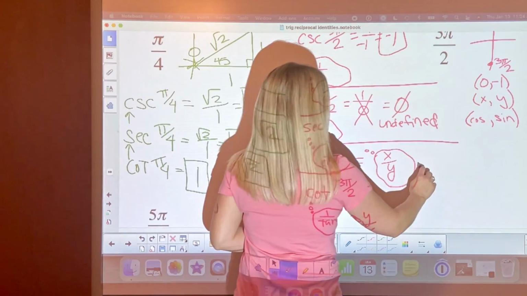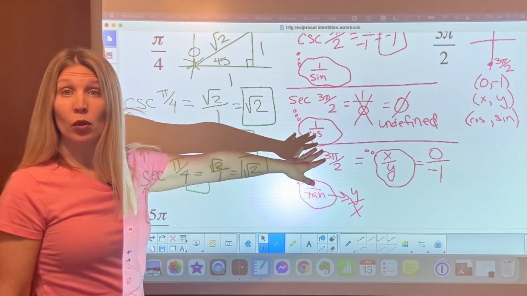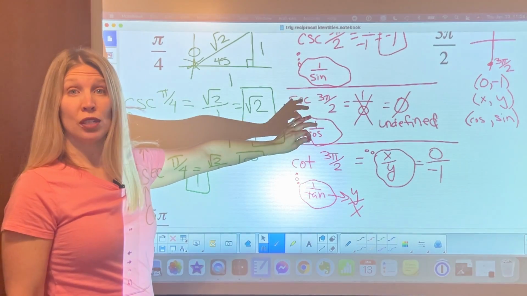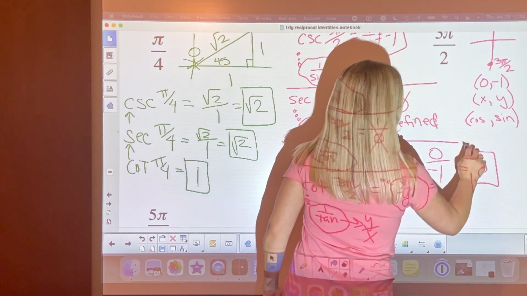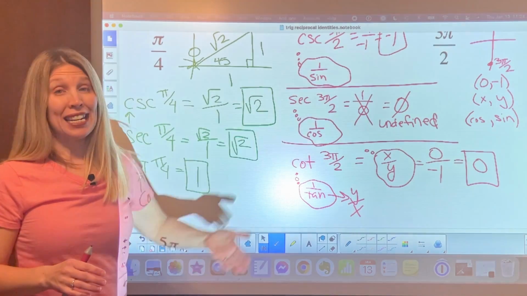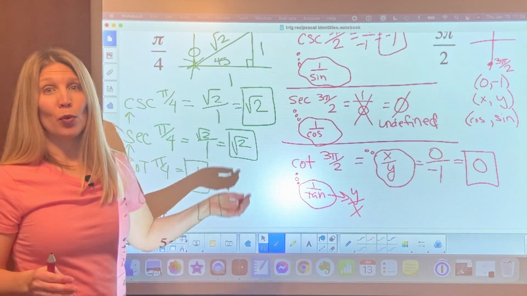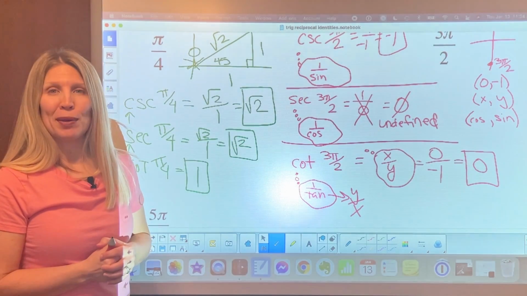So our x value is 0 over negative 1. And with 0 in the numerator, you can do 0 divided by negative 1, which gives you 0. So remember, when 0 is in the denominator, you cannot divide by 0. It is undefined. But when 0 is in the numerator, your answer will be 0. You can divide 0.